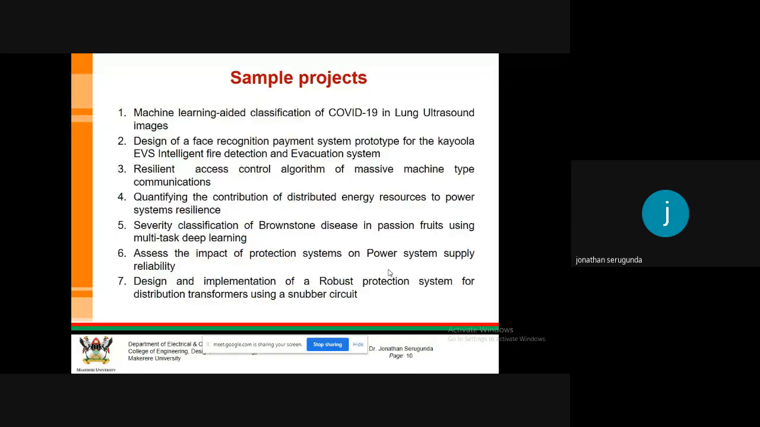Okay? So some of the sample projects we have right now that are running, I've listed a few of them there, 1 through 7. I'll not go through them, and you realize that most of them are within the general areas that I've highlighted. But some are purely research, others are research which is really around modeling and implementation later on. Others are around just design and construct and test.